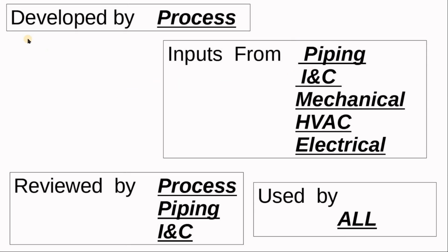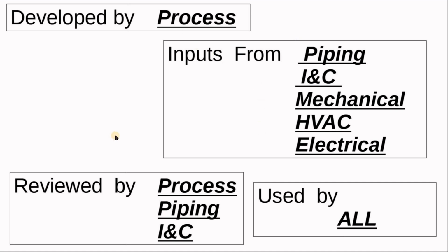So now our process engineer developed the P&ID, but he needs some inputs. The inputs come from the piping. The piping engineer will tell him how to show the valves, which valve goes into which service, and so on. INC will give and review the instrument and put in some of his data. Also the mechanical engineer and HVAC. So the input comes from all those people, so the process engineer can develop a good, sound P&ID.